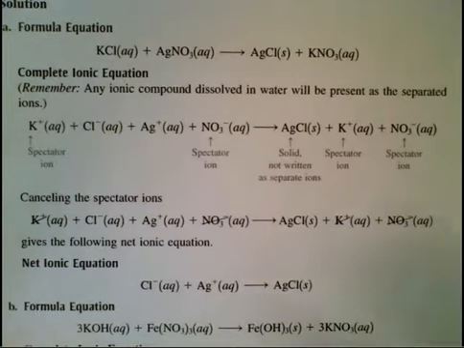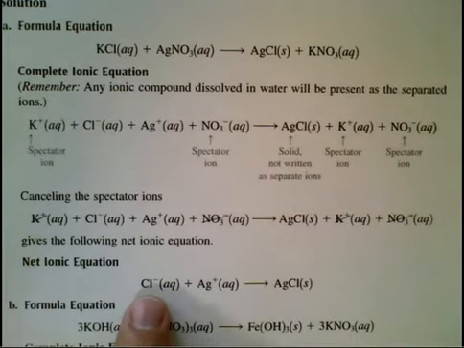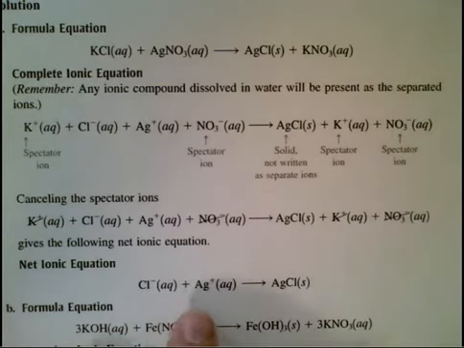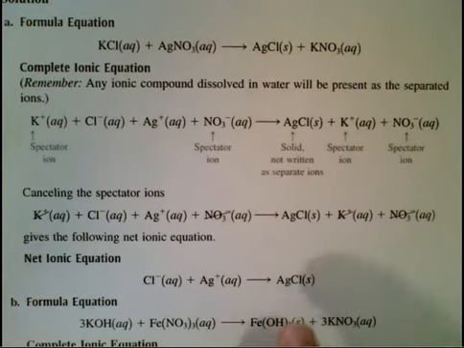That's all I do. I just kick out the spectator ions and only include the things that actually underwent a change. So you notice on the reactant side, I have chloride aqueous plus silver plus 1 aqueous. Neither of those are present on the product side. Similarly, on the product side, I have AgCl solid. That is not present on the reactant side. Different things are present. There is change going on here. Alright, let's finish up with B.